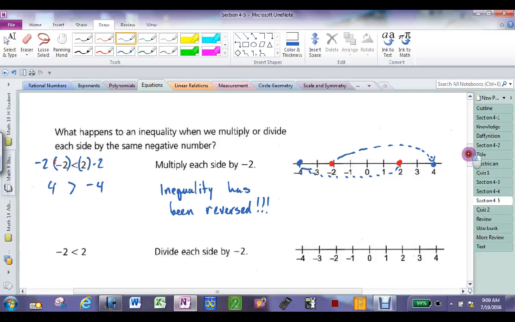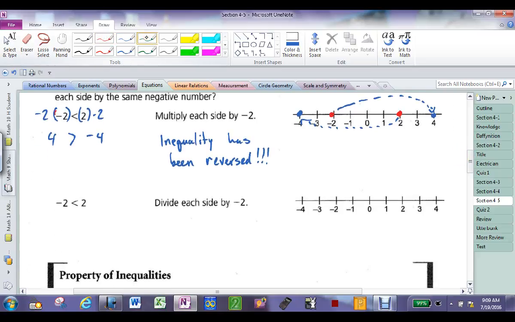What is going to happen when I divide by a negative number? Of course it's going to reverse again. Negative 2, negative 2. What's negative 2 divided by negative 2? Positive 1. 2 divided by negative 2? Negative 1. As you can see again, it's reversed. So I started at negative 2 and 2, but this guy became positive 1, and this guy became negative 1. So they switched places. So again, the inequality reverses.